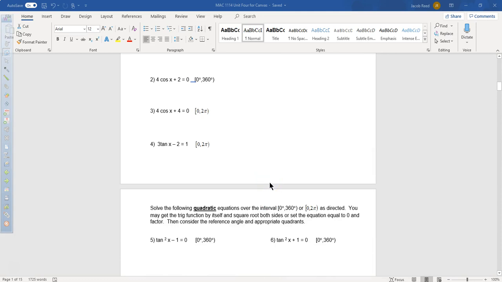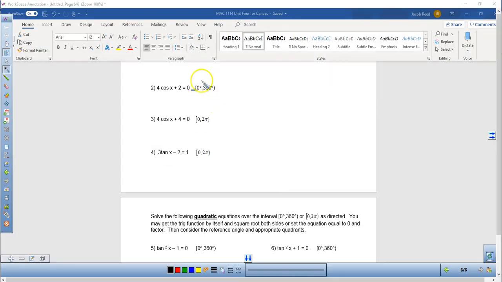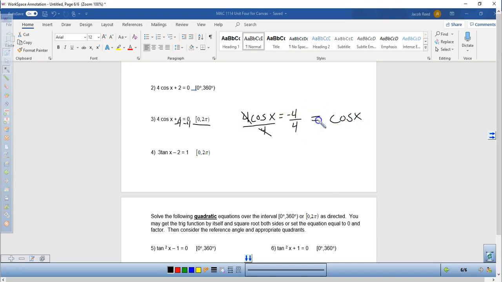Scrolling down, 4 cosine x plus 4 is equal to 0, but this time, instead of writing answers in degrees, we're going to be talking about radians, in terms of pi. So working on this one, I'm going to subtract the 4. So 4 cosine of x is equal to negative 4. Divide by 4. So cosine of x has to be negative 1.